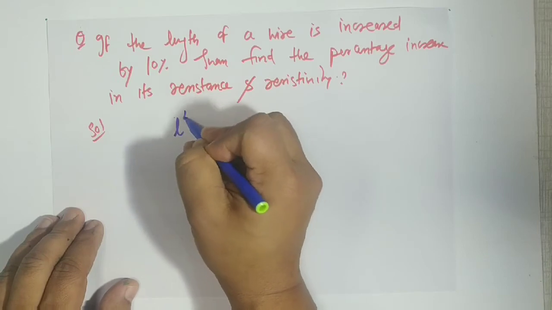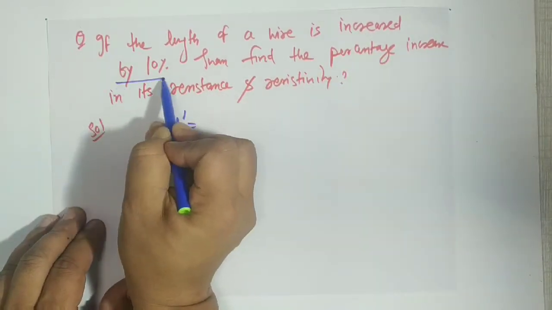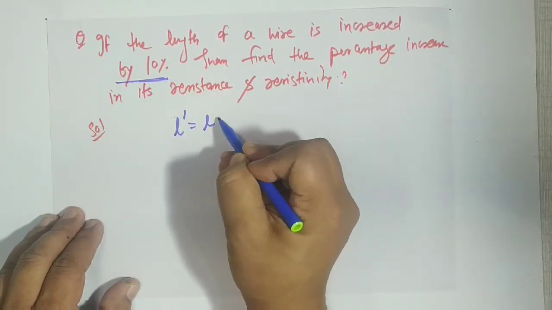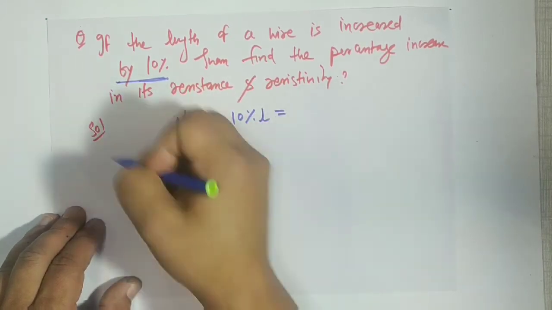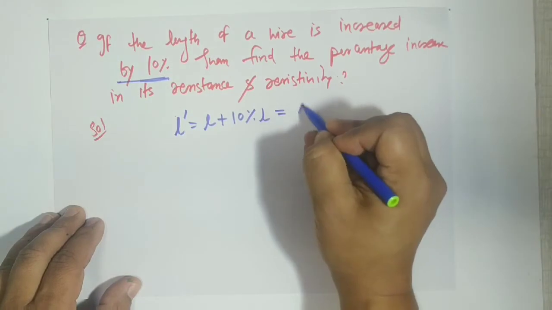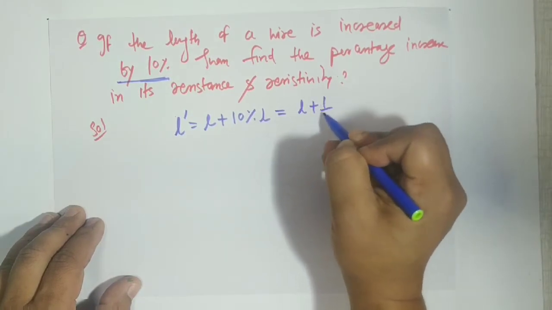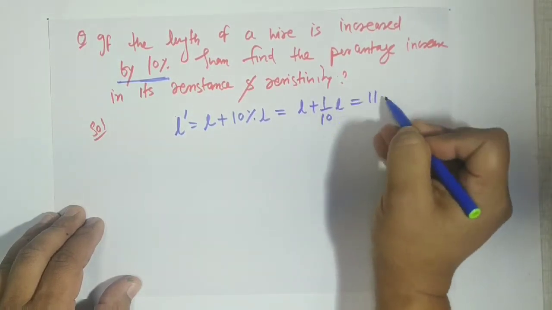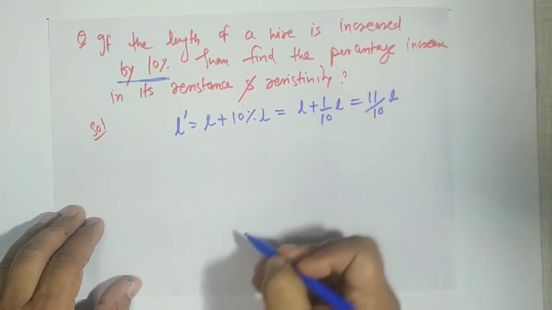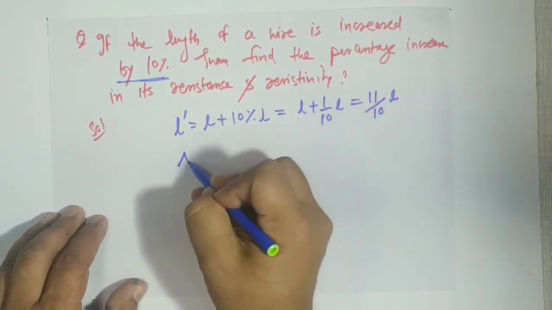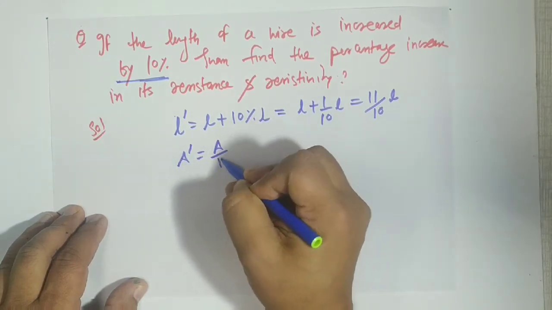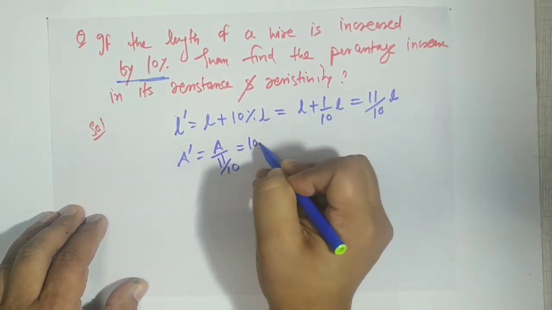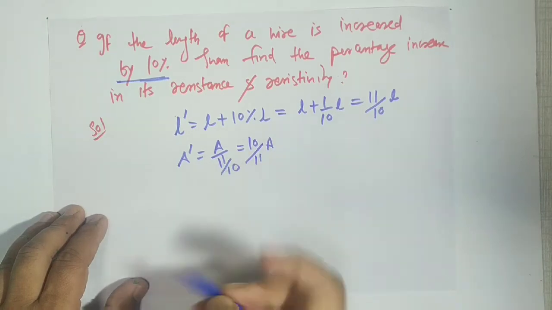Length of the wire is increased by 10%, so L dash will be L plus 10% of L. Remember, it is increased by 10%, not to 10%. So L dash will be 11 by 10 of L, and that means A dash should be 10 by 11 of A.